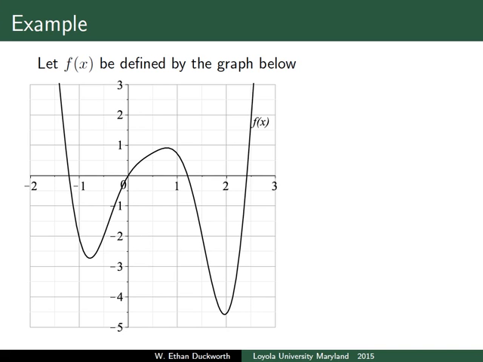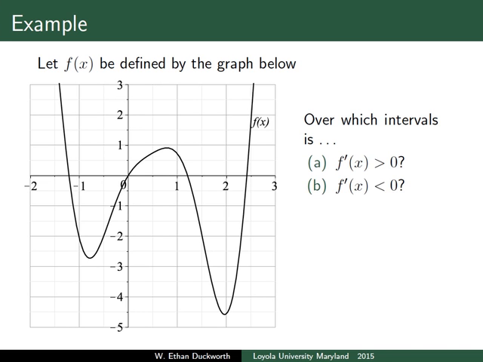In this example, we're going to look at how to figure out when the first derivative is positive or negative, and when the second derivative is positive or negative. Let f of x be defined by the graph below. Over which intervals is part A, f prime positive, part B, f prime negative, part C, f double prime positive, and part D, f double prime negative.